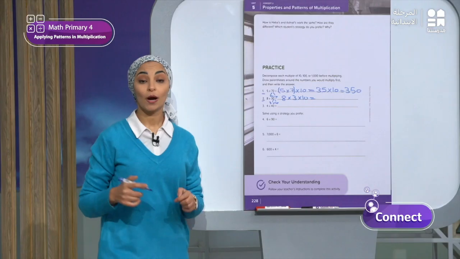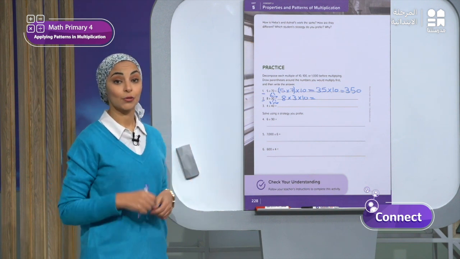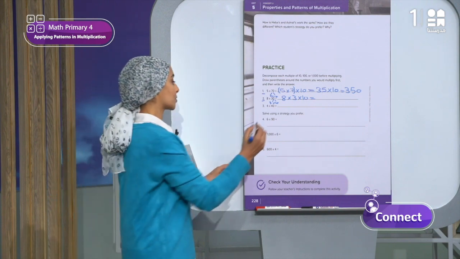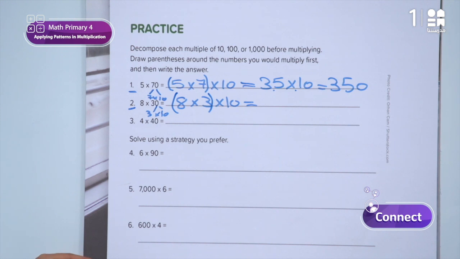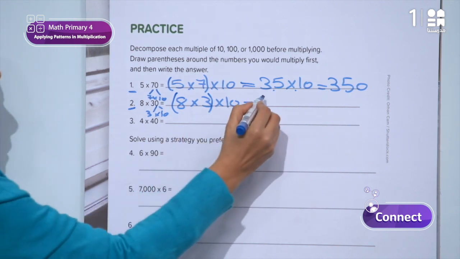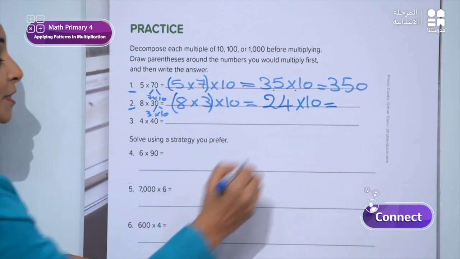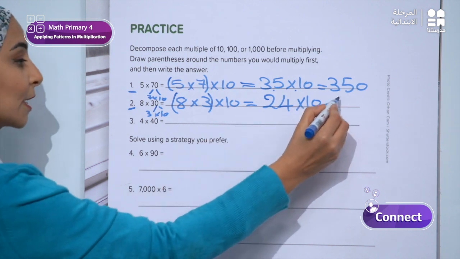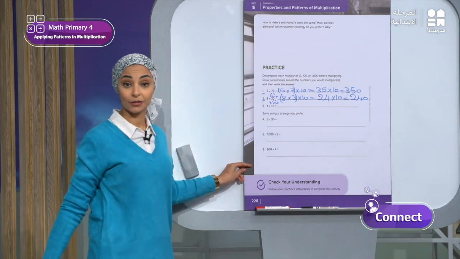Then what should I do? I will put brackets around what? Yes, around 8 times 3 and then multiply the answer by 10. So 8 times 3 equals what? Yes, we all know that 8 times 3 equals 24. So here I will make 24 times 10. 24 times 10 equals what? Yes, of course, 24 times 10 equals 240 and this is my answer.